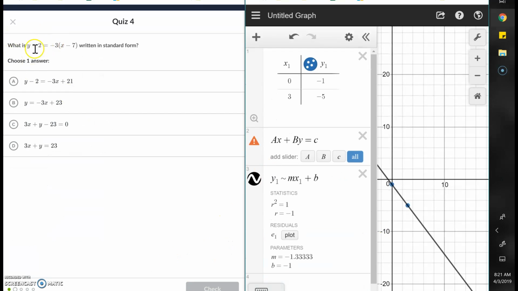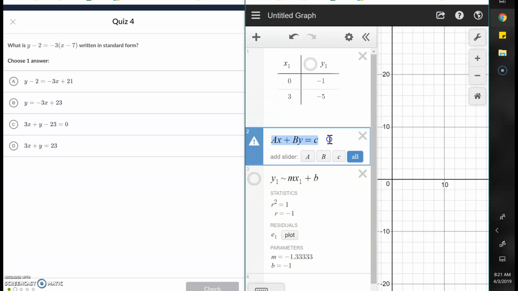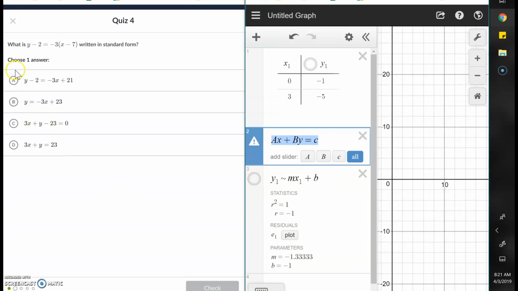Okay, what is the equation written in standard form? So we've got standard form right here. Ax + By = C. Definitely not A. Definitely not B. Ax + By and the C value is on the wrong side. Here we got Ax + By = C. Standard form.